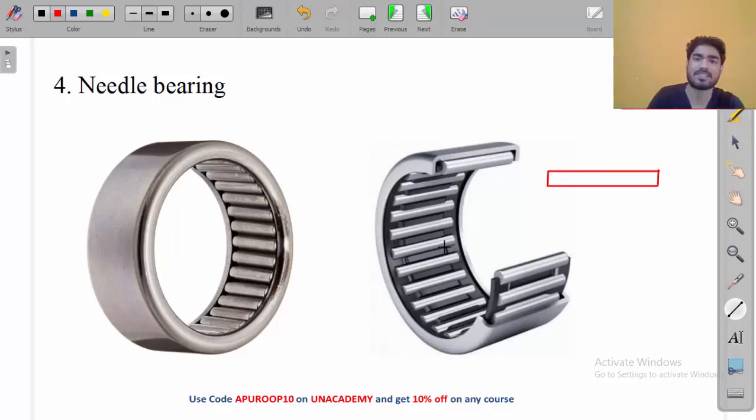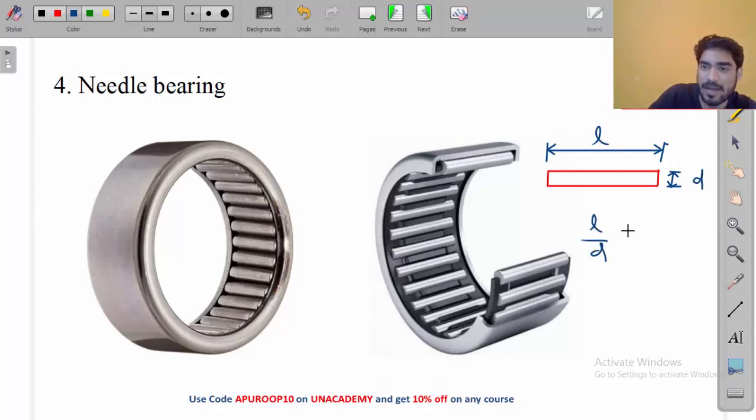Why? Because their length is very high compared to the diameter, my friend. Let's say this is the length and this is the diameter. So their L by D ratio is greater than or equal to 4. So length is at least 4 times the diameter. Their shape is also cylindrical, but they are not known as cylindrical roller. They are known as needles, because the length to diameter ratio is very high, more than 4.